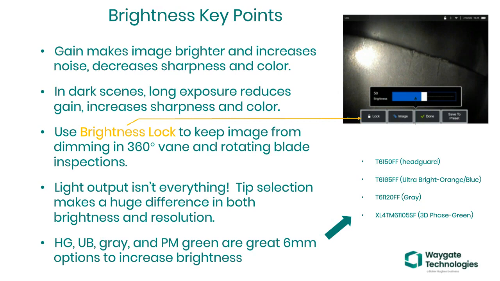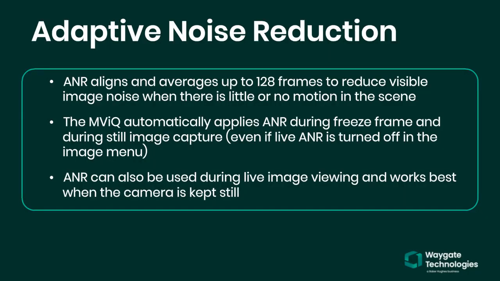Adaptive noise reduction, or ANR, averages frames to reduce visible image noise in scenes with little motion. The MViQ always applies ANR to frozen and captured images, but ANR can also be used during live image viewing, but it must be turned on in the image menu. Let's look at an example of that in a short video.